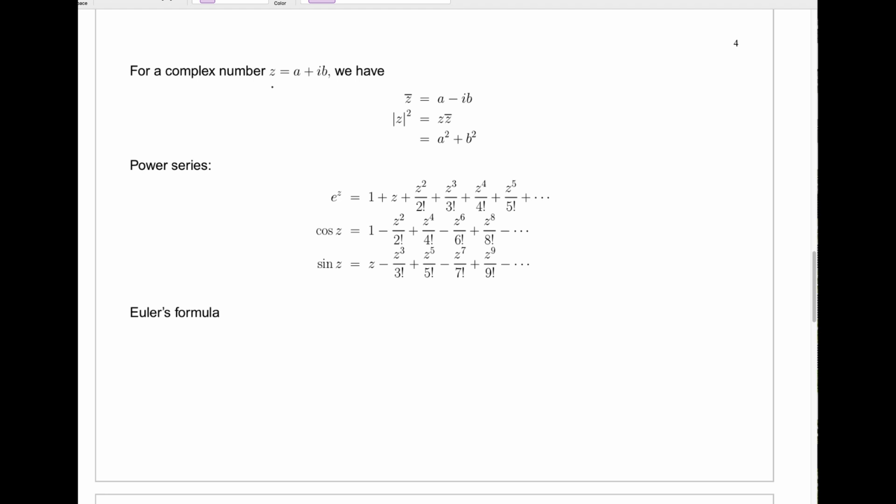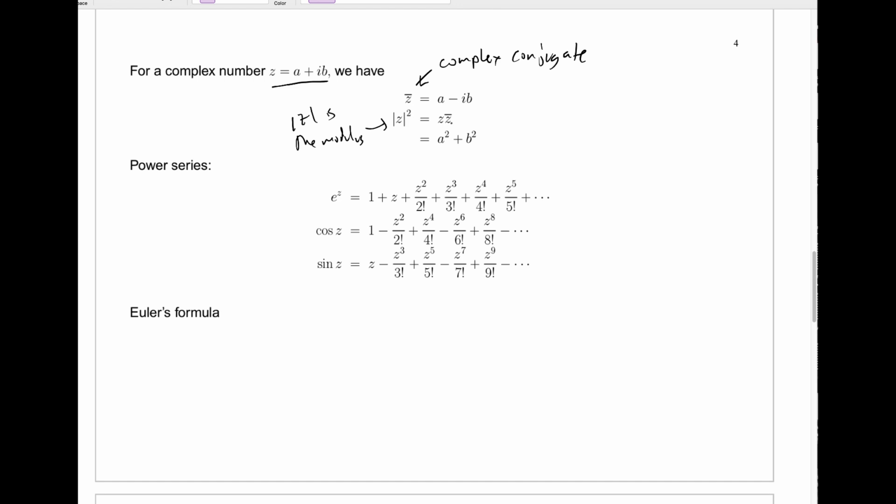If we start with a complex number, z is a plus ib, we have what we call the complex conjugate, which we write as z bar, which is just a minus ib. You just change the sign of the imaginary part. Then we define what we call the modulus, it's written like an absolute value because you can think of this as the distance of the number from the origin in the complex plane, which we'll talk about in a few seconds.